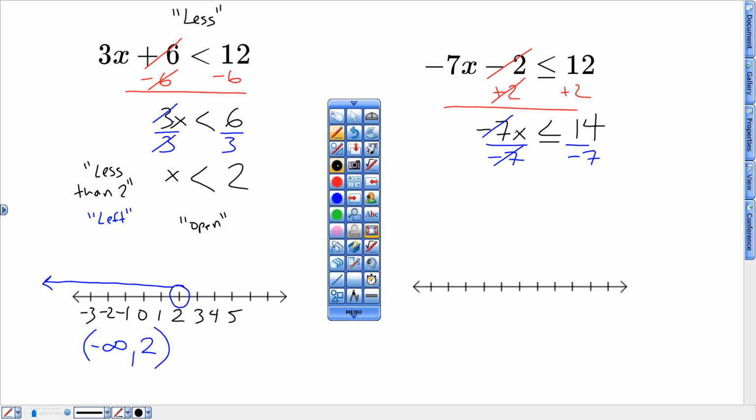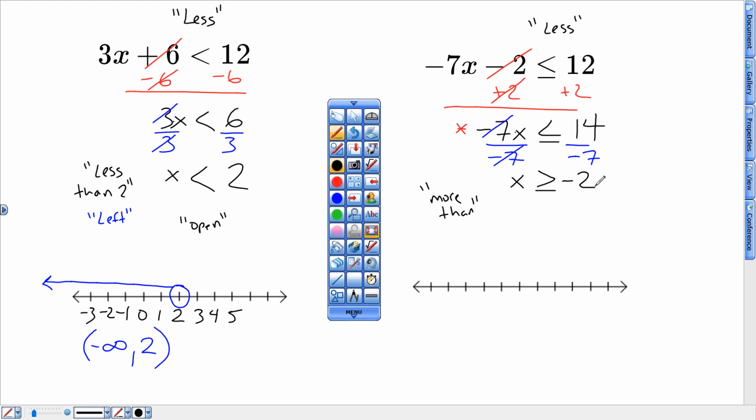Inequality is going to flip around right there because I'm dividing by a negative number, which is making that negative 7x now positive. So my inequality that started at less than or equal to is now more than, the one that doesn't look like an L. So 14 divided by negative 7 is negative 2.